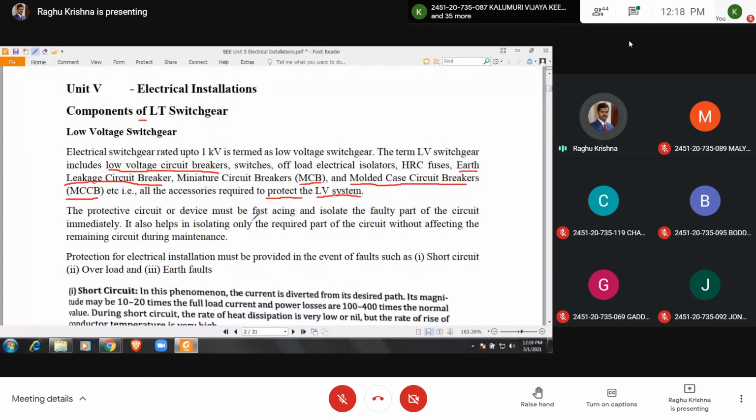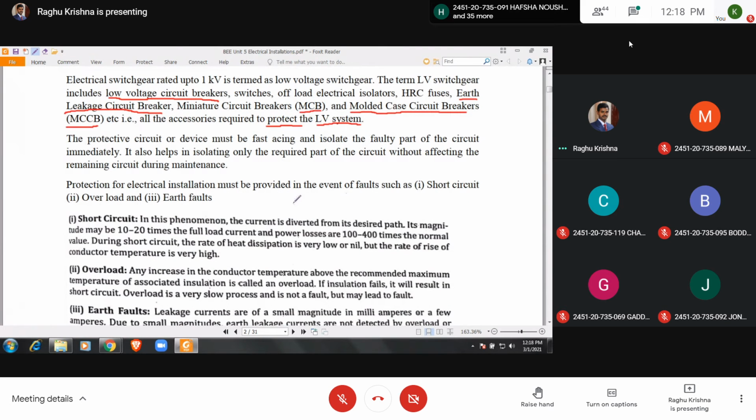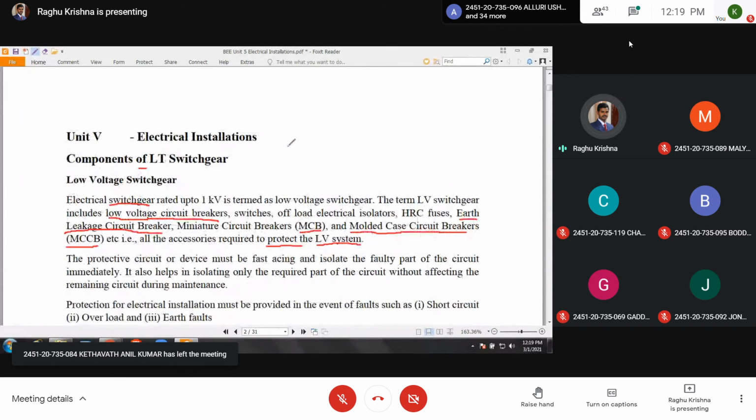All these, ELCB and fuses, are used to protect the LV system. So mainly for protection, we are going to use this equipment. So, the components of LT switchgear.